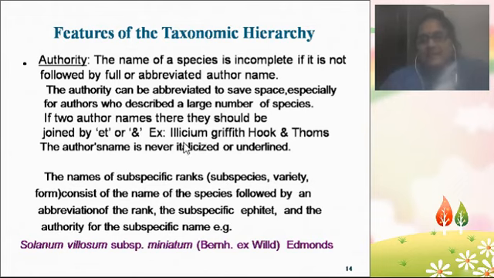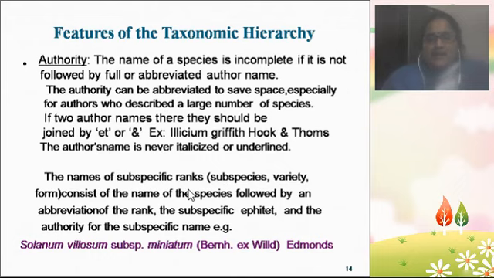Okay, for example, Illicium, this is a species name. Illicium, Griffith, Hook and Thoms. Griffith Hook is one scientist name and Thoms is another scientist name. Here the author's name will never be italicized or underlined. And if two scientists' names are there, they are not underlined.